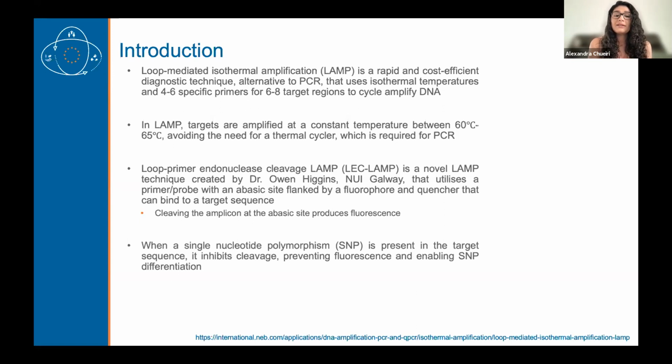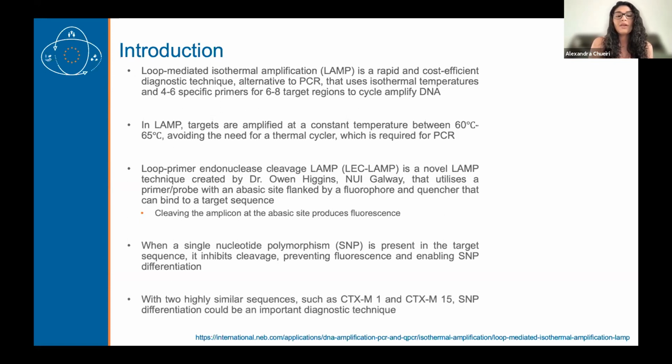So when a SNP, or single nucleotide polymorphism, is present in the target, it actually inhibits the cleavage, preventing the fluorescence and enabling the SNP differentiation. So with 2 highly similar sequences, such as CTX-M-1 and 15, the SNP differentiation could really mean the difference in an important diagnostic tool.